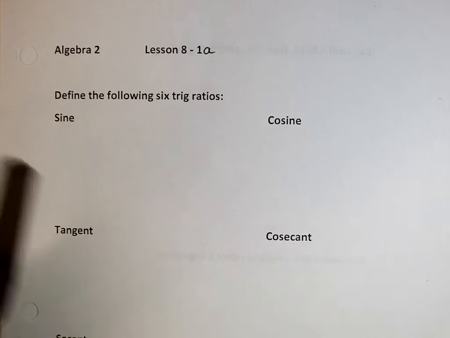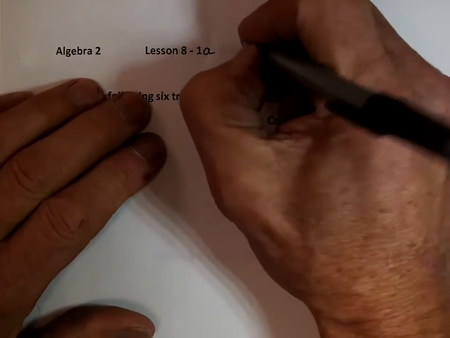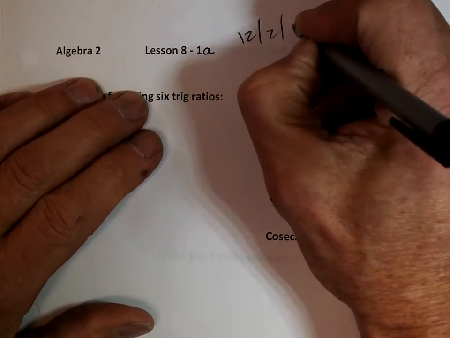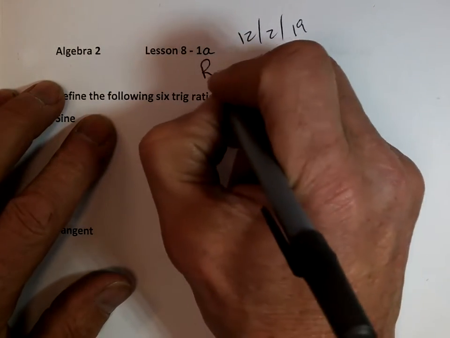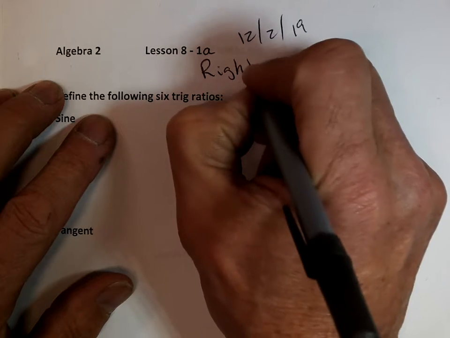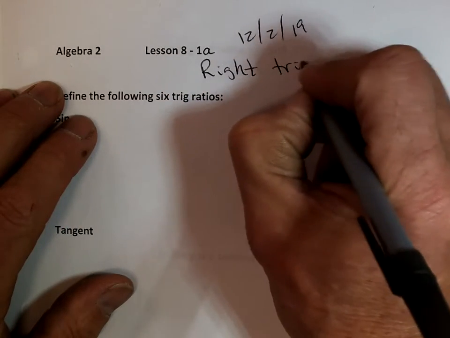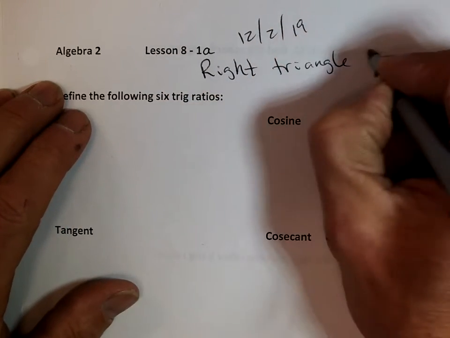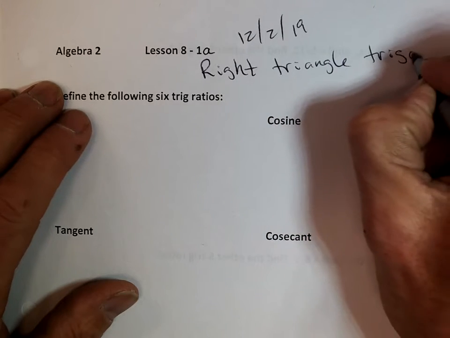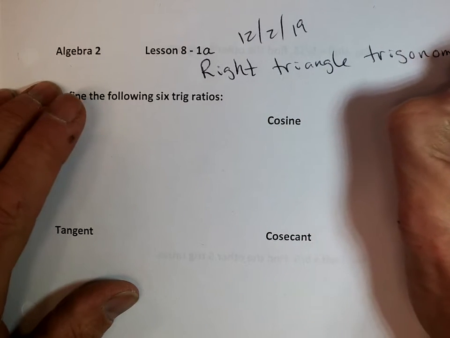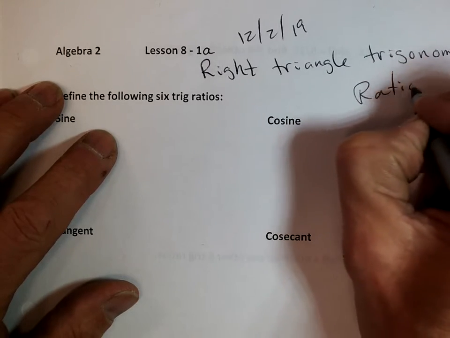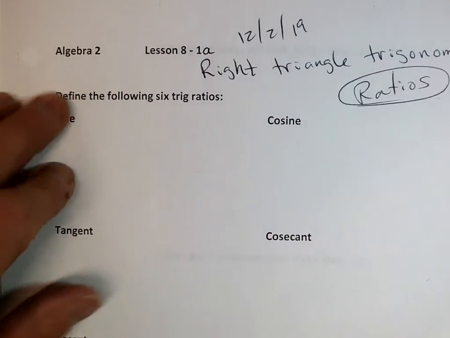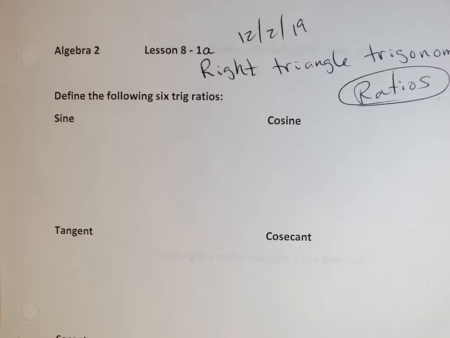Okay, today's lesson 12-19 happens to be right triangle trigonometry ratios. All we're going to talk about today is just the ratios. Okay, we'll start solving triangles tomorrow.